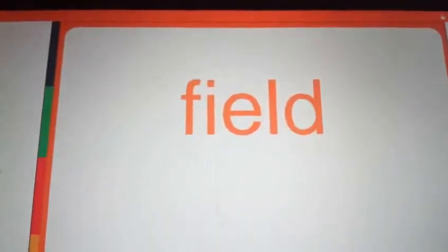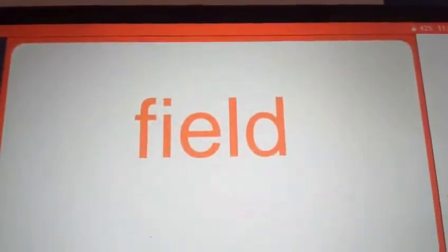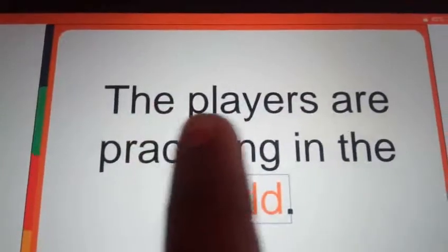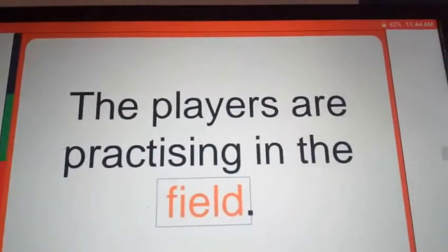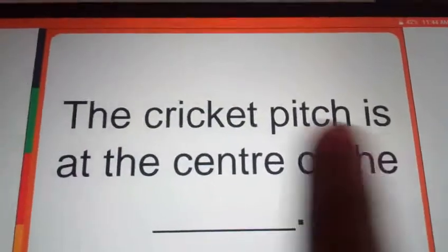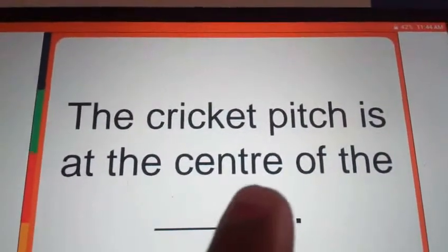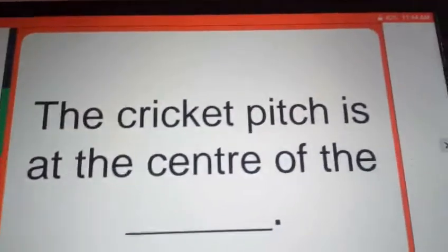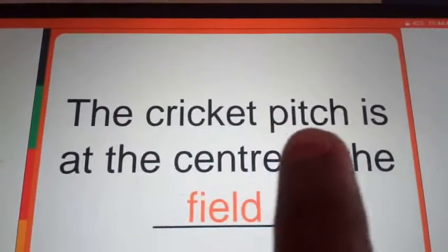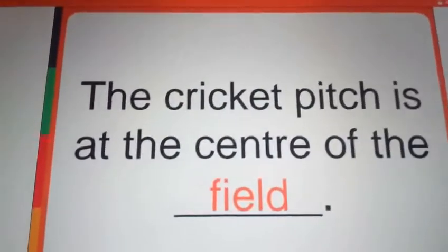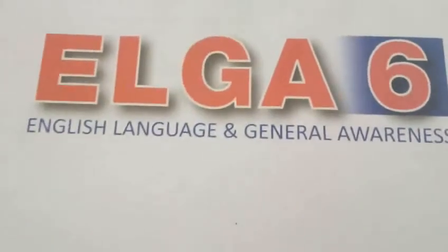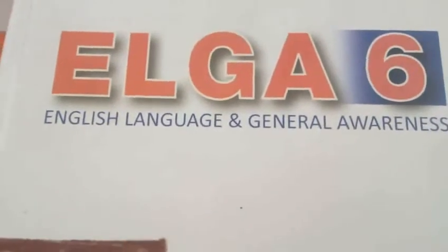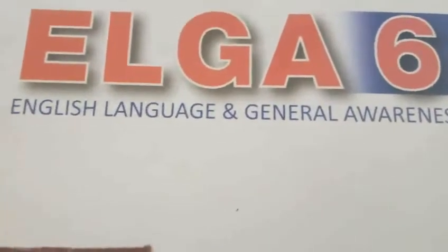Next, field, field. The players are practicing in the field. The cricket pitch is at the center of the dash. What is that word? Yes, field. The cricket pitch is at the center of the field. So, do you understand today's whole words? Yes. Next, let us move to the reading and listening comprehension section.